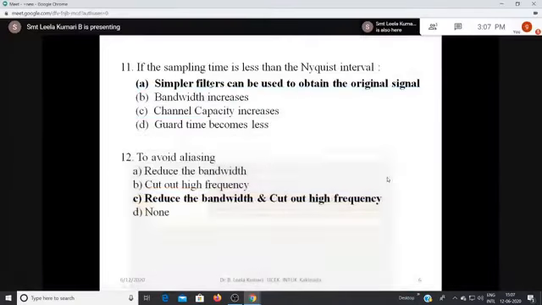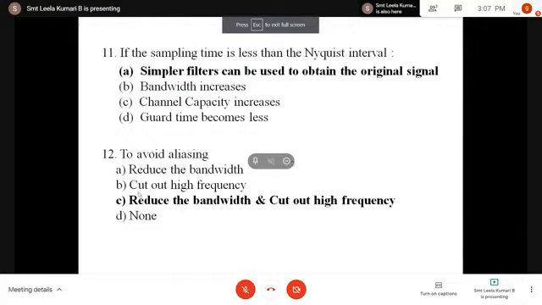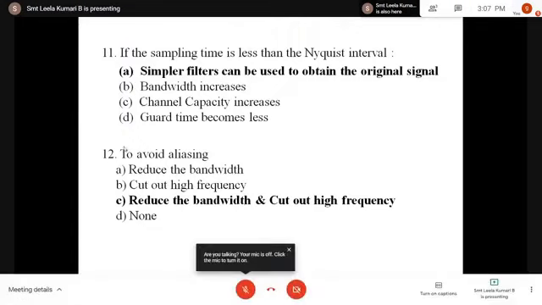Option A is correct. To avoid aliasing, reduce the bandwidth, cut out the high frequency. None of the above. So here, to avoid the aliasing, Fs should be greater than 2Fm. So here it reduces the bandwidth and also the high frequency components are cut off. Therefore option C is correct.